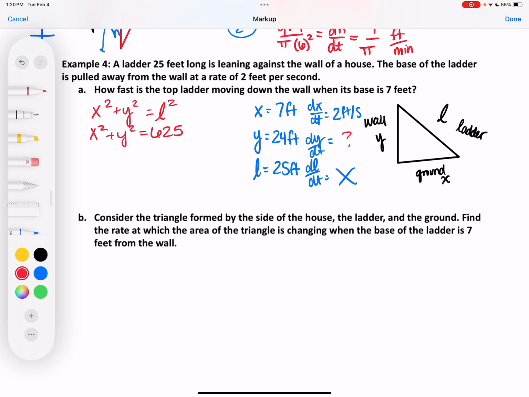Now I take the derivative. What's the derivative of this? 2x dx/dt plus 2y dy/dt equals 0. Yep. Now I want to solve for dy/dt. So I'm going to subtract this over, divide by 2y. So dy/dt equals negative 2x dx/dt divided by 2y.